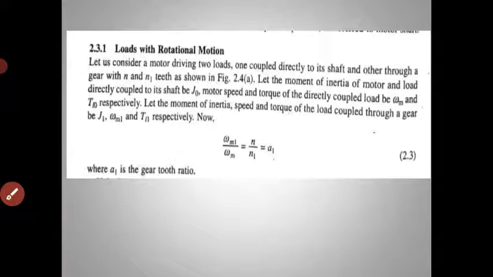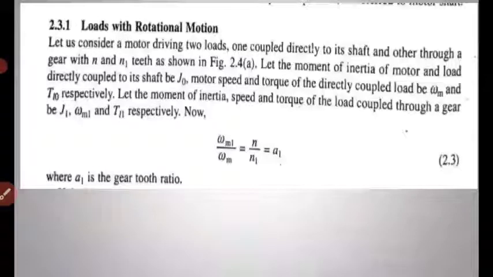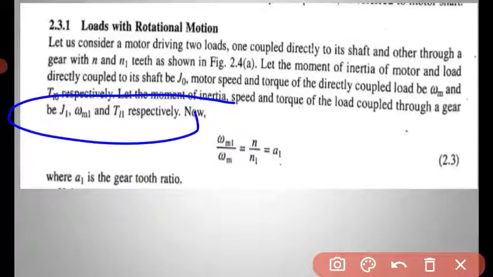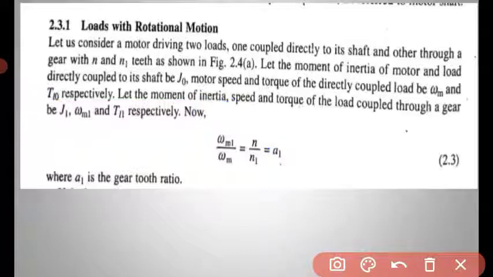Okay, so here you can see I have already discussed this point. Here are the moment of inertia, speed and torque of the load coupled through a gear: J1, omega m1 and TL1. Here this is the gear tooth ratio. A1 will be obtained by n by n1.